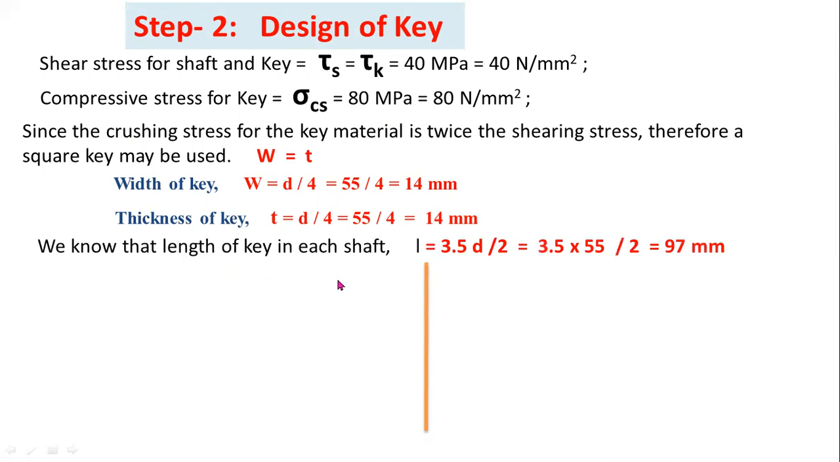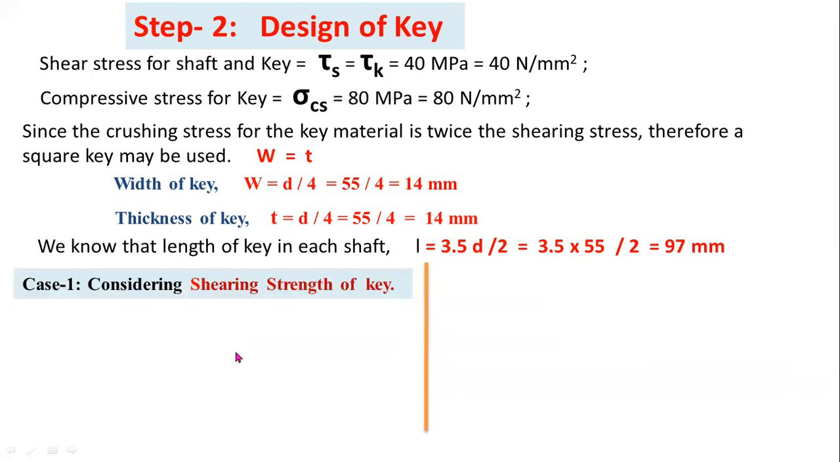The length of the key, L, equals the length of the sleeve divided by 2. The length of the key in each shaft equals half of the length of the sleeve. Here the length of the sleeve is 3.5 D, so 3.5 into the diameter of the solid shaft, 55 mm, divided by 2 equals 97 mm. This is the length of the key in each shaft. Now you have to check these dimensions.